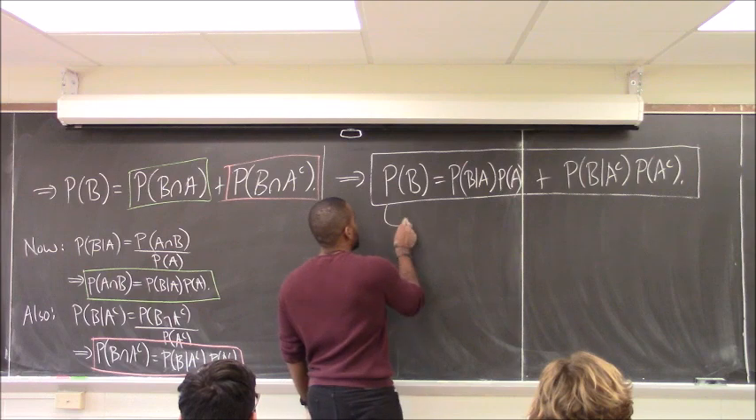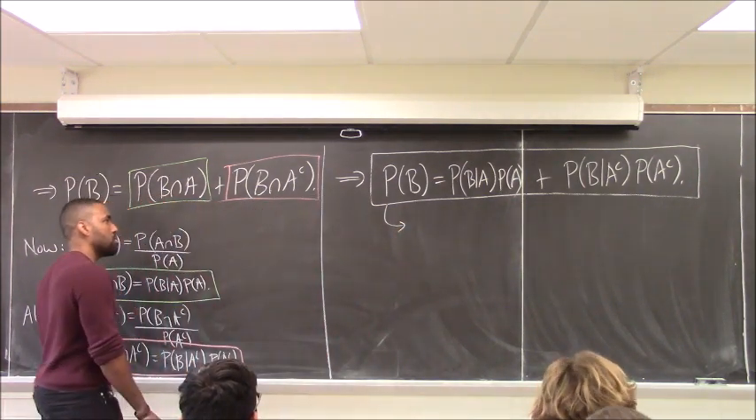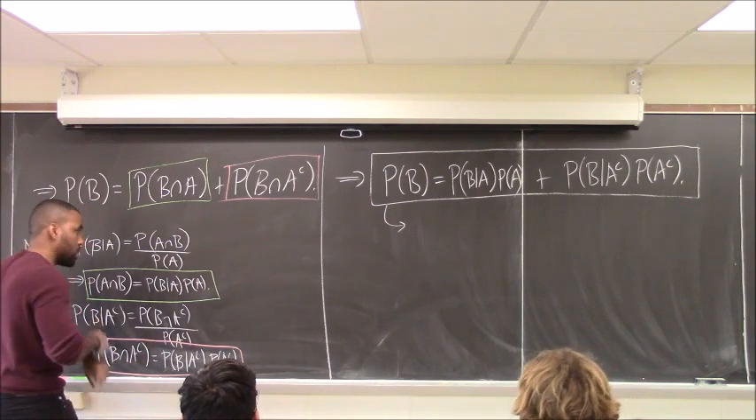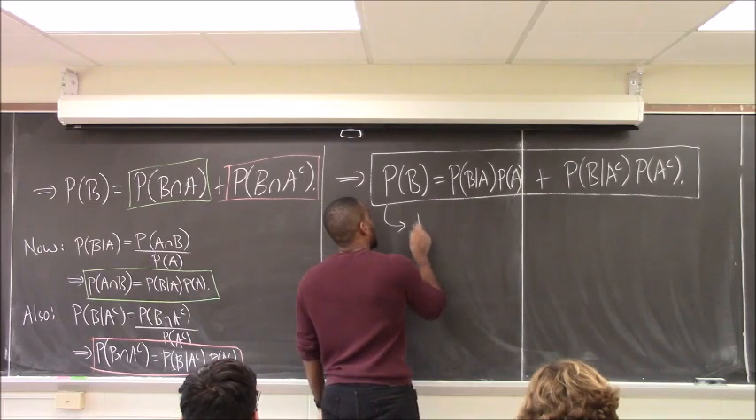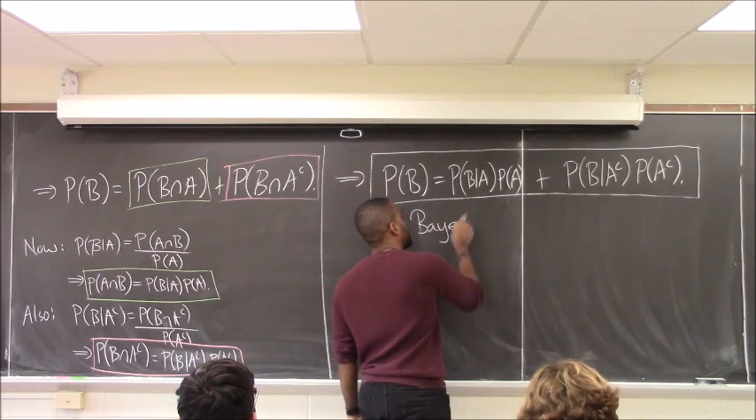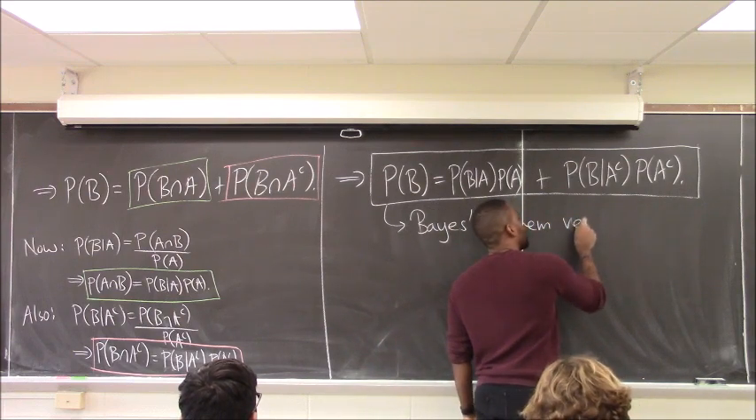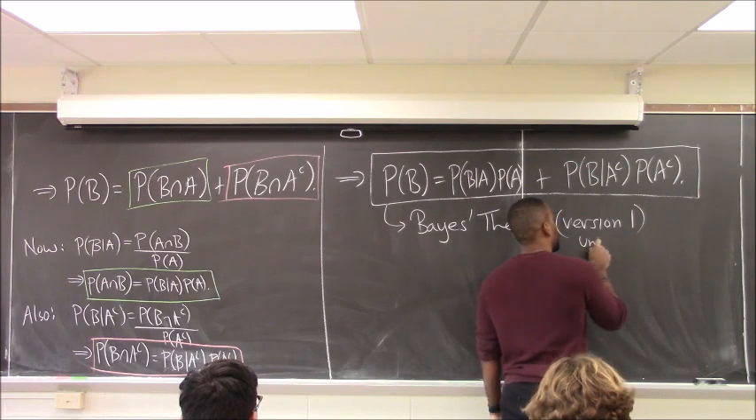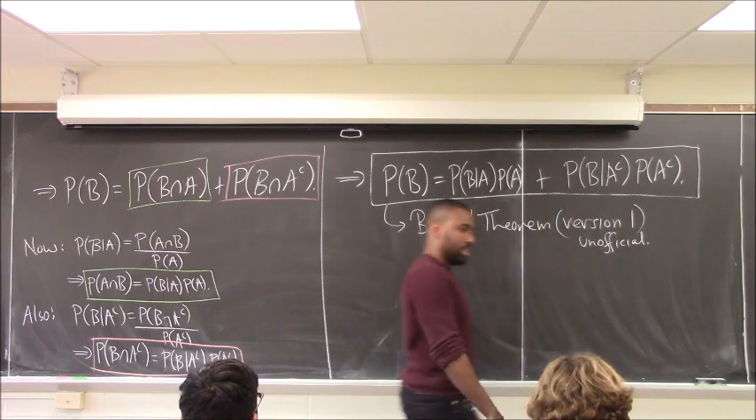Now, this equation is very important, very useful, and they use this on the way to proving something else, which I'm on my way to prove as well, called Bayes' theorem. But for us, I'll call this Bayes' theorem version 1, which is unofficial. No one calls it that. I'm the only one who's going to call it that.